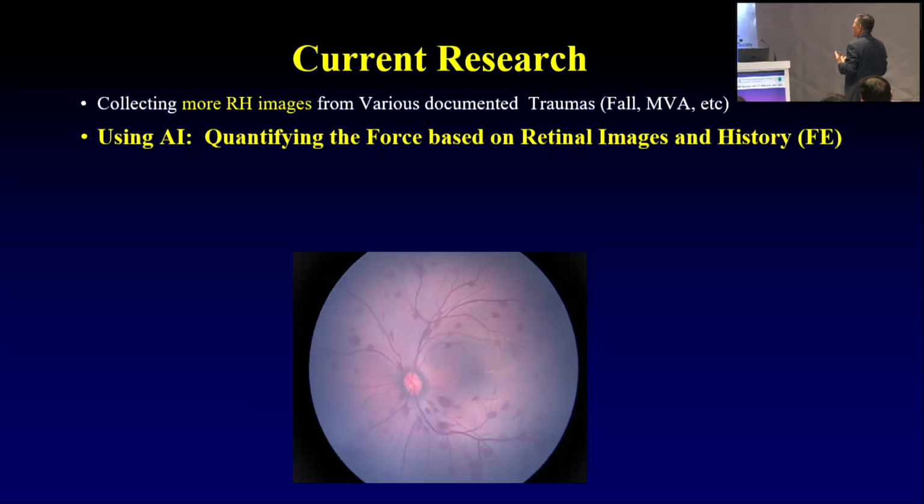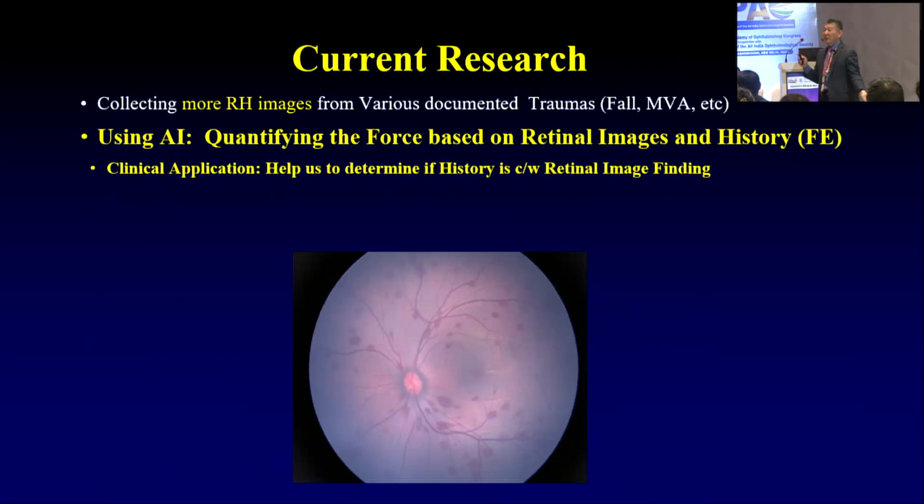So what we're doing right now is collecting more retinal hemorrhages, and using AI, by looking at the pictures provided to us, we're trying to quantify the force based on retinal images. That's going to help us determine whether the force applied to this retina is consistent with the history. And if it's not consistent with the history, then you have to assume there's something else to the story that requires further investigation.